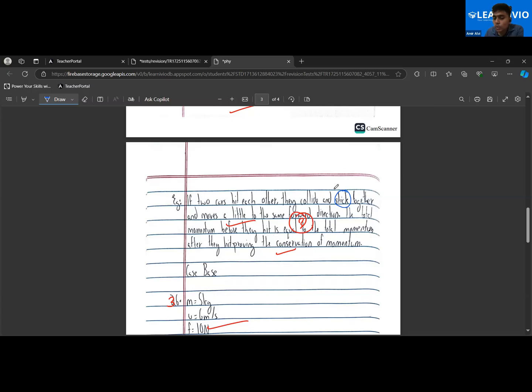For that, you can do one thing. You can give the general example instead of the specific example, so that it would be applicable to both. You will write that if they collide, there is a possibility that the cars will stick together or they will move with different velocities. So you have included both possibilities.